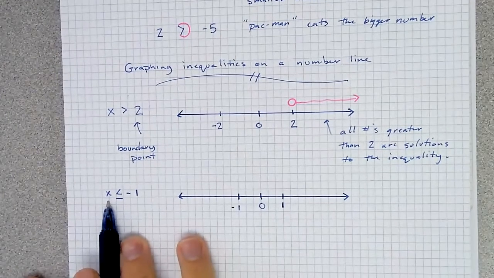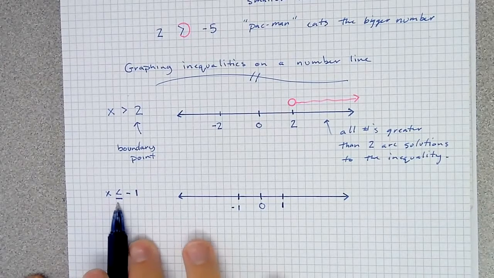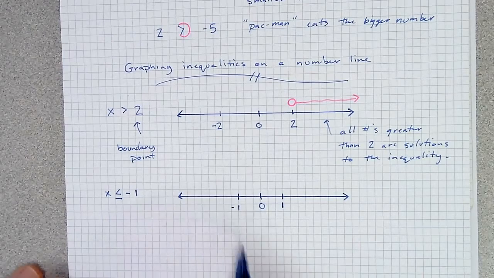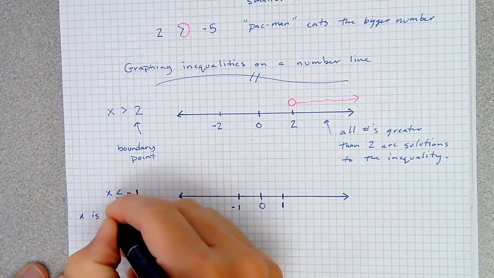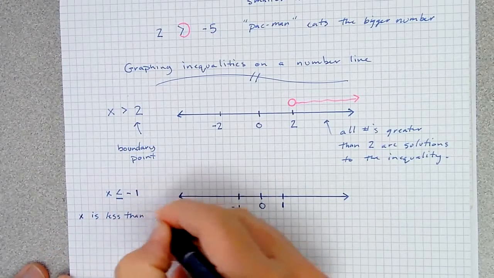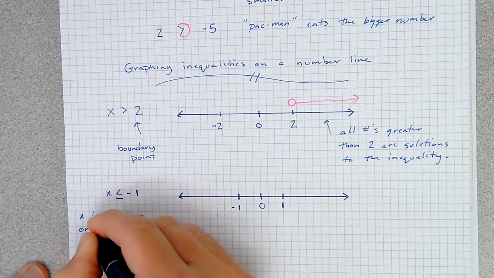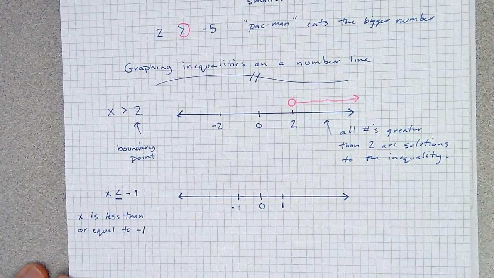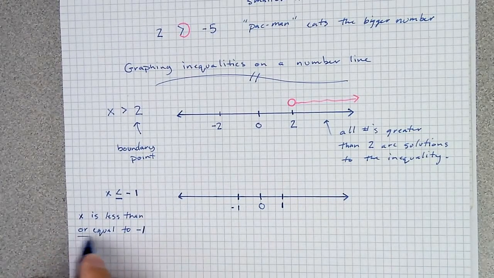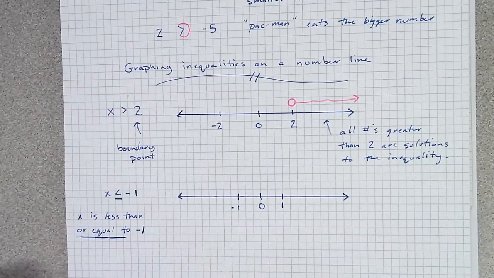All right, so notice on this second one here, my arrow now has a line underneath it. And so that changes it up just a little bit. What this states is that x is less than or equal to -1. So whenever you have an inequality with the line underneath it, like so, it means we are now including that point.